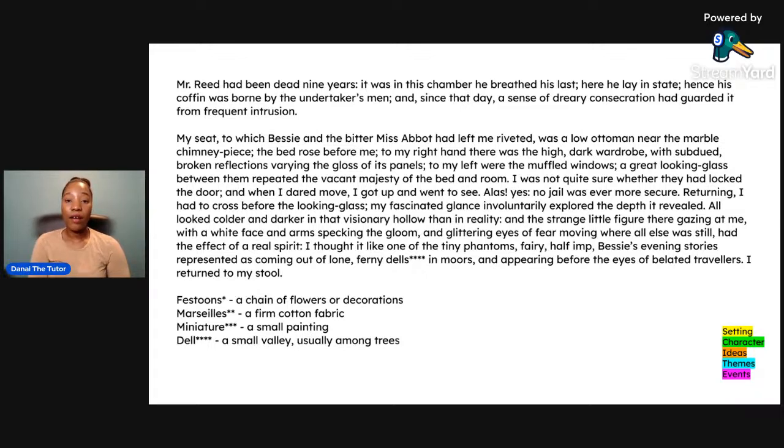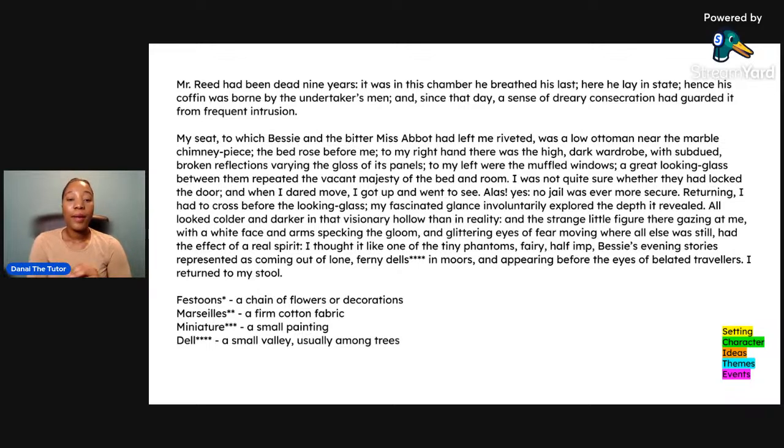So in that paragraph, we are told that Mr. Reed passed away in that room. Someone passed away in that room. So we start to get a sense as to why maybe people are avoiding that room.